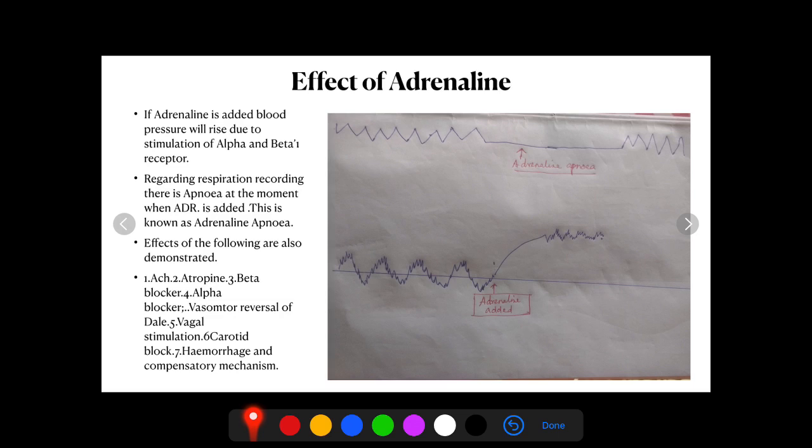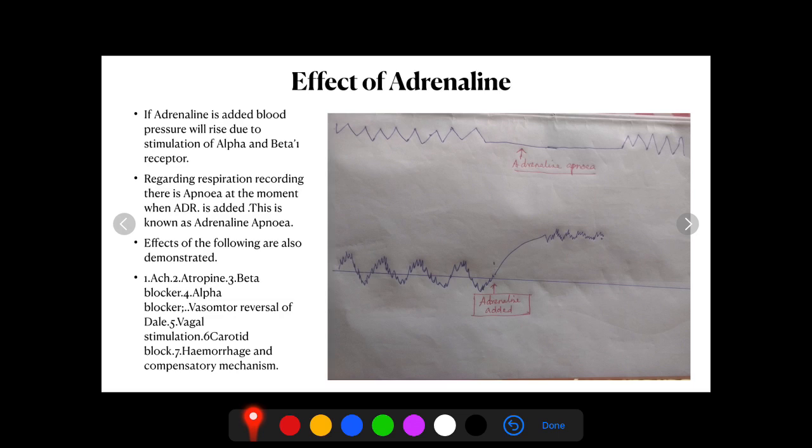Now, the effect of beta blocker can also be studied by this experiment. Now, there are two beta receptors, one is beta 1, the other is beta 2. Beta 1 and beta 2 both can be blocked by a drug known as propranolol. This is a non-selective beta blocker. And there are so many selective beta blockers, particularly for beta 1, like atenolol, sotalol, metoprolol, nebivolol, etc. These selectively block the beta 1 receptor.